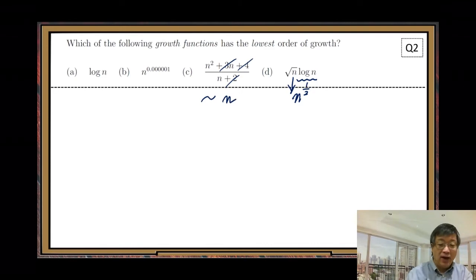So this one, we can simplify to n. But we need the lowest order of growth. Lowest, not the highest. So then, look at this one. Pretty low, right?